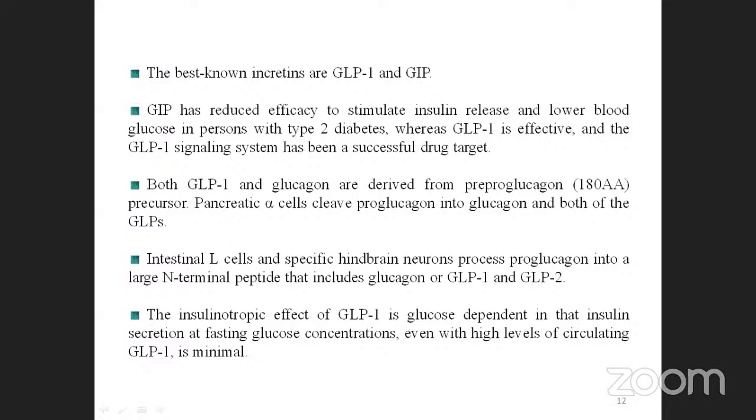It is one of the areas that regulate intestinal functions. It may be hormone secretion, enzyme secretion, motility, protection, macrophage activation, multiple things. So the insulinotropic effect means affecting insulin secretion. Tropic means it is affecting another secretion. The insulinotropic effect of GLP-1 is glucose dependent, as I mentioned, and insulin secretion at fasting glucose concentration, even with high levels of circulating GLP-1, is minimal. So that is not the important issue.